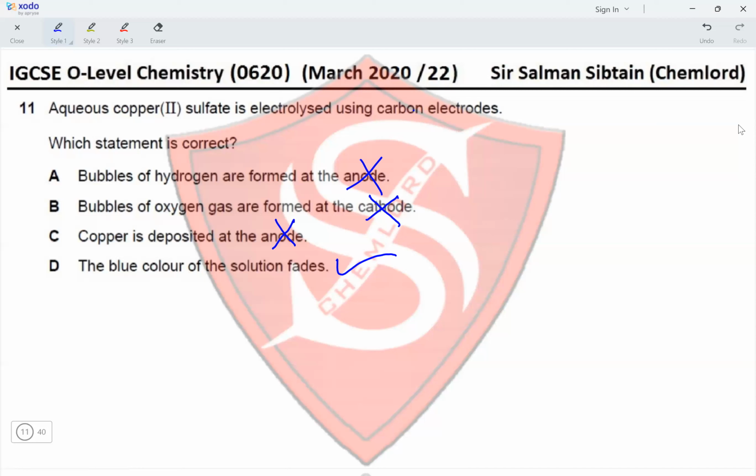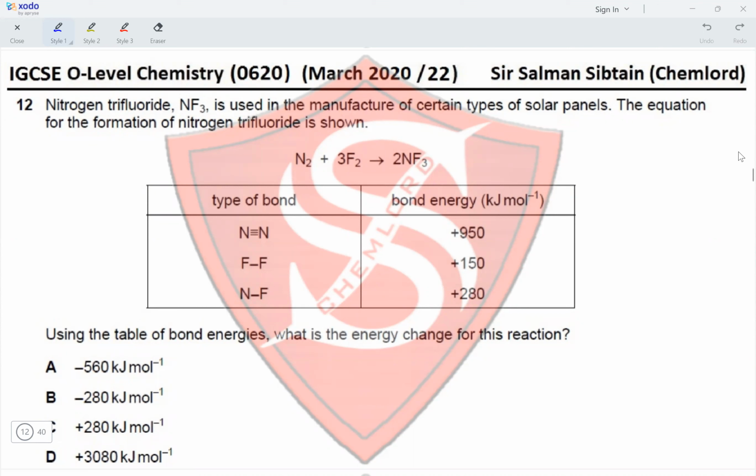Question 12. Nitrogen trifluoride is used in the manufacture of certain types of solar panels. The equation for the formation of nitrogen trifluoride is shown. So, using the table of bond energies, what is the energy change for this reaction? The energy change is the sum of enthalpy of reactants minus the sum of enthalpy of products, because energy is needed to break the bonds of the reactants and energy is given off to form the bonds of the product. Giving away energy is represented by a negative sign and requirement of energy by a positive sign.